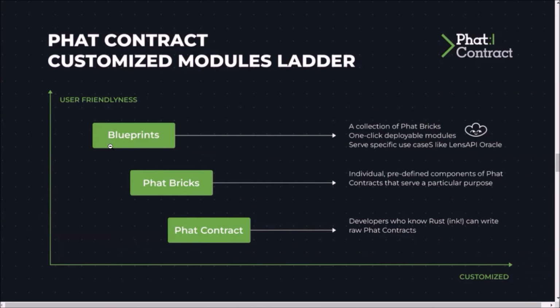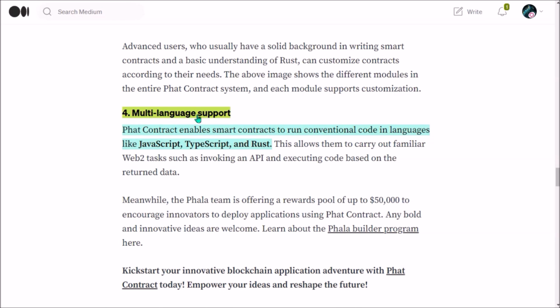For instance, this predefined blueprints module will be an ideal solution especially for developer beginners, who will be able to build applications without the need for any programming skills. And lastly, Phat contract supports all conventional programming languages like JavaScript and Rust, so it's highly versatile and ready to start onboarding devs from Web2.